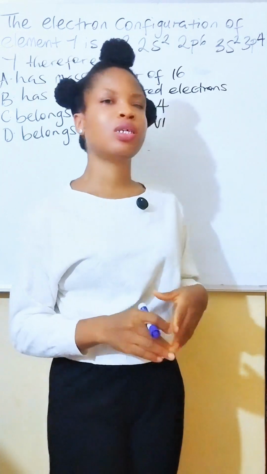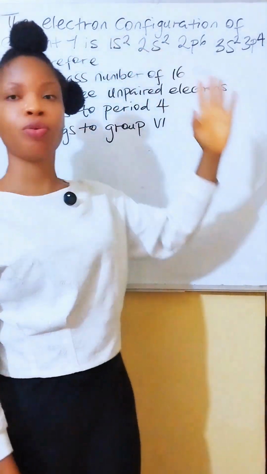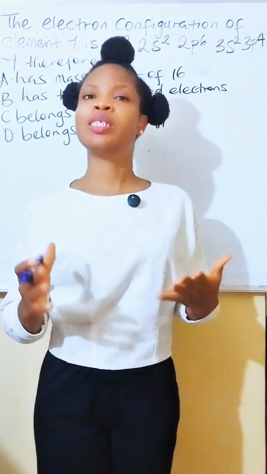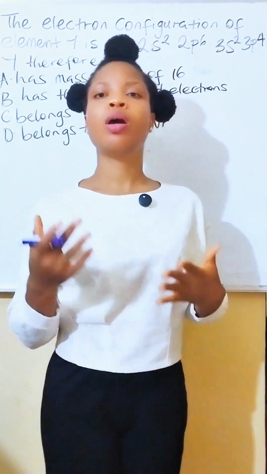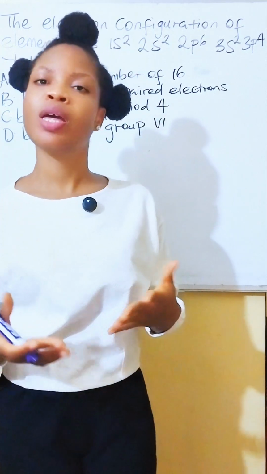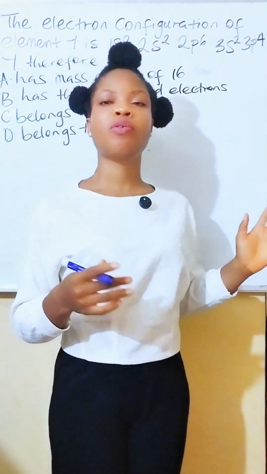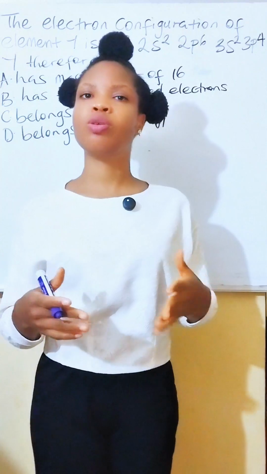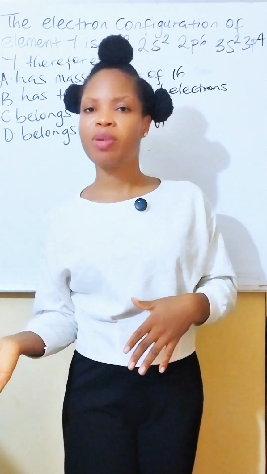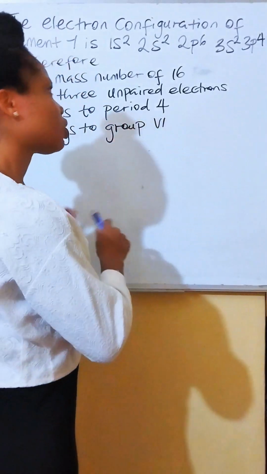But before we proceed, what is electron configuration, or what is electronic configuration? Electronic configuration simply describes how electrons are arranged in the orbitals of elements. So electronic configuration shows the distribution of electrons in the orbitals of an atom of an element. Okay, so let's proceed with answering the question.